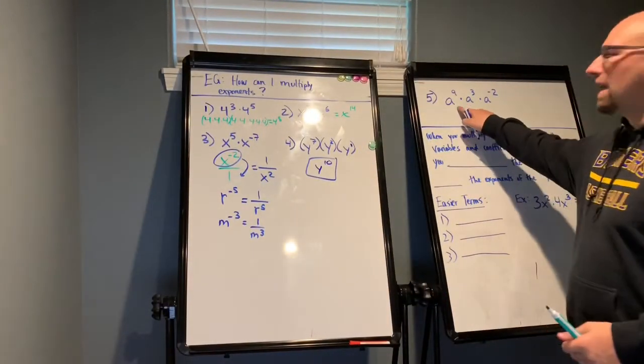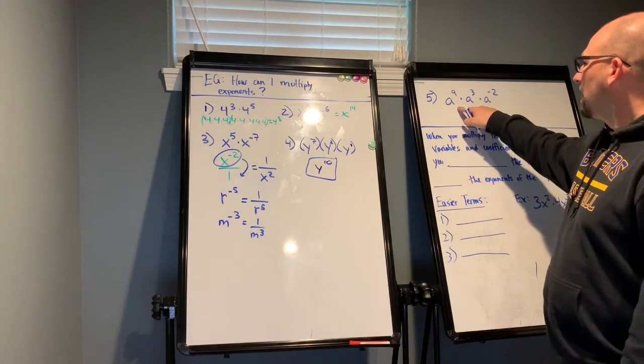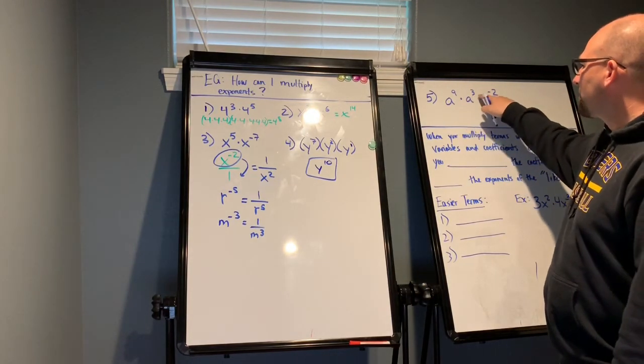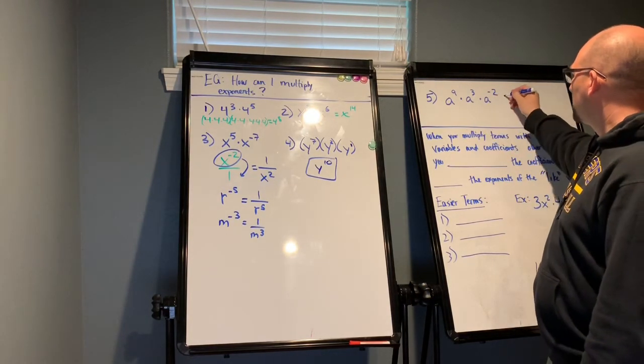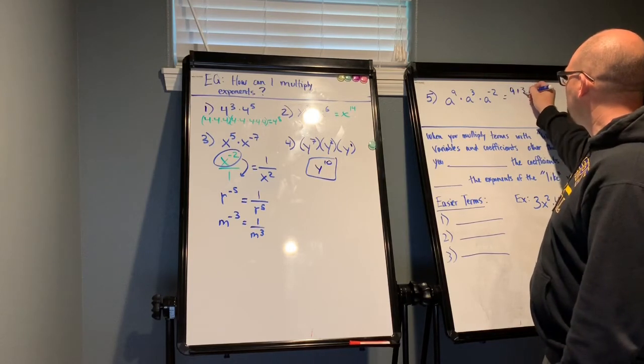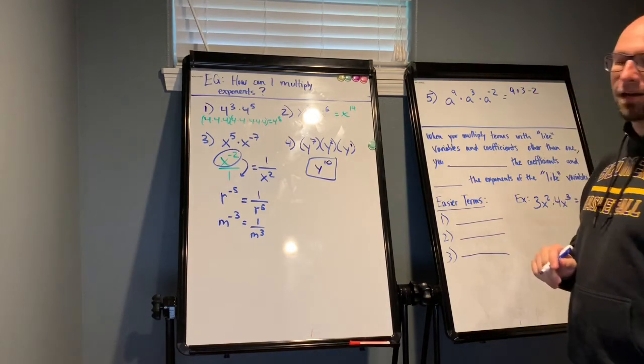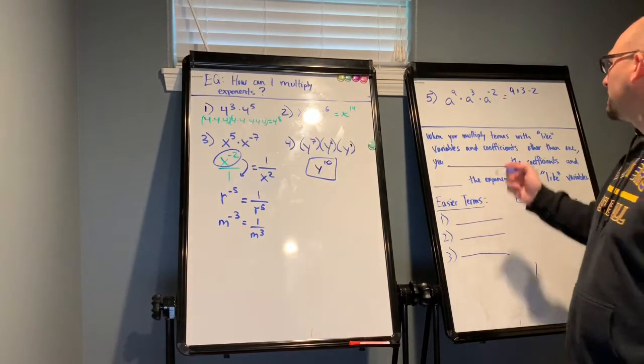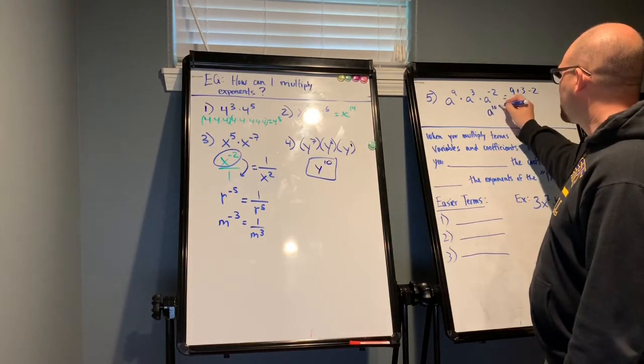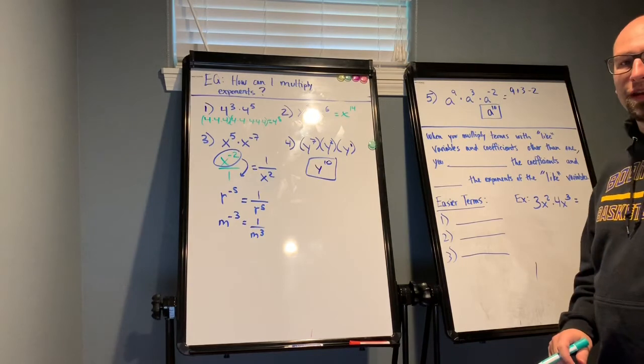Over here, we got the last one. We've got a is your base, and then you got 9, 3, and negative 2. So we go 9 plus 3 minus 2. All right, 9 plus 3 is 12, minus 2 is 10. So that'll be a to the 10th power. Okay, moving on to the next section.